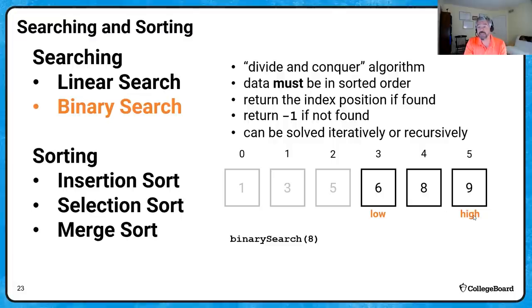I'm going to repeat that process. I'm going to recalculate the middle. And in this case, we get a match. The value at our middle index position matches our target. So we're going to return 4.